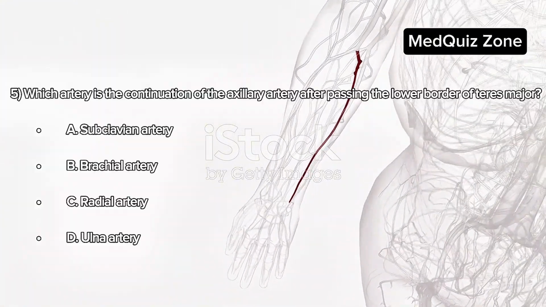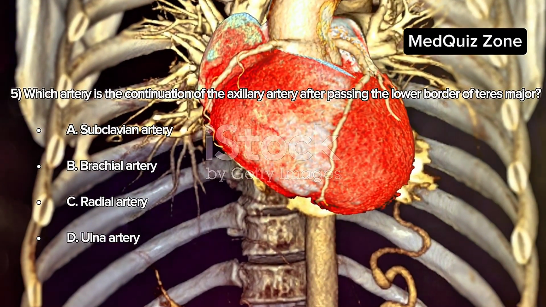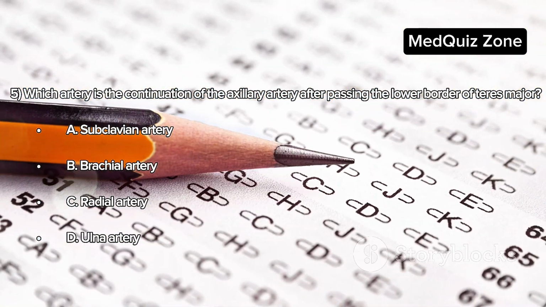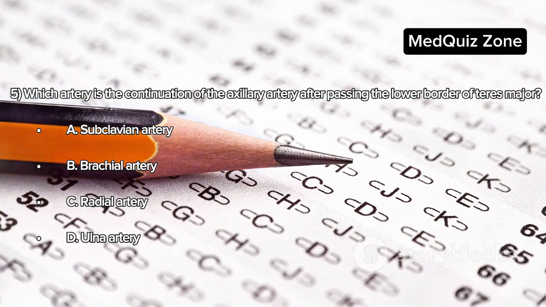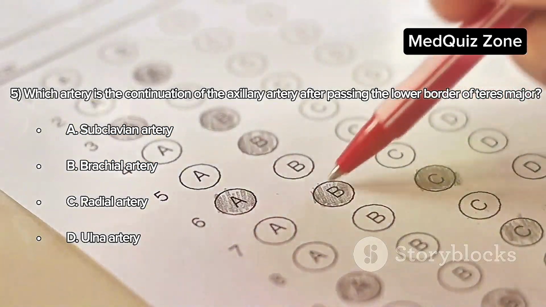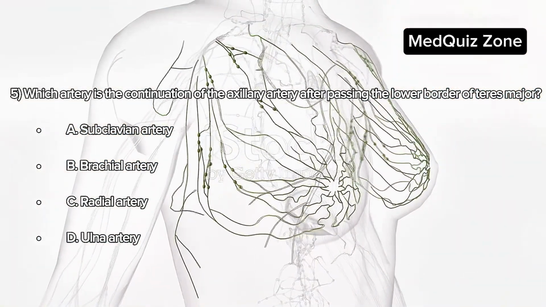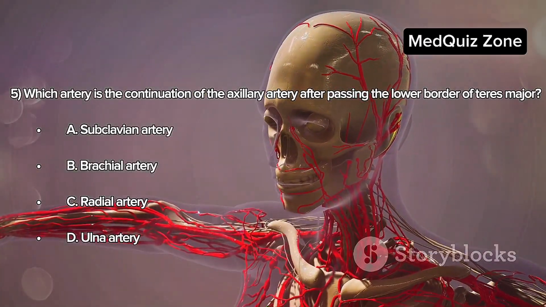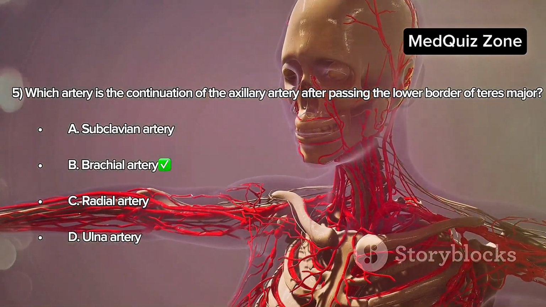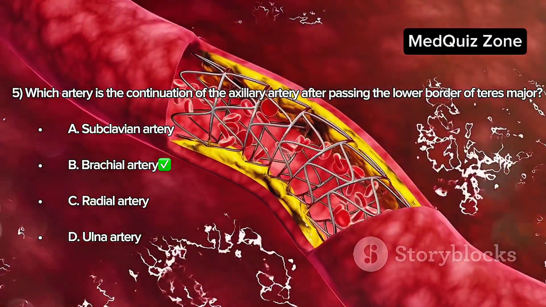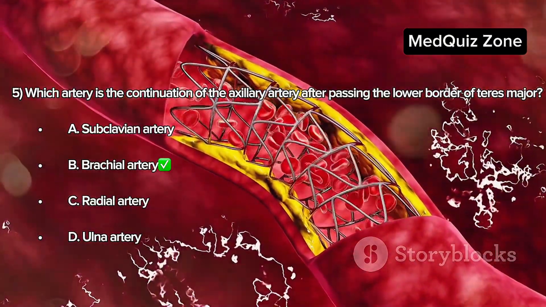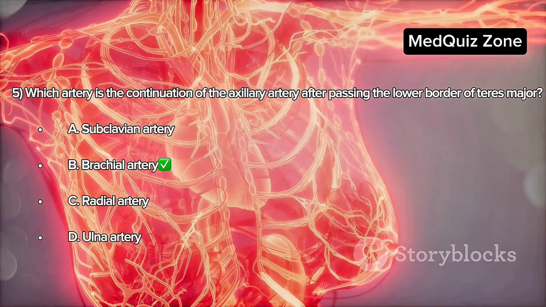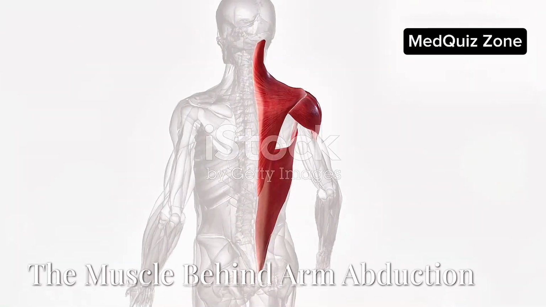Question 5. Which artery is the continuation of the axillary artery after it passes the lower border of the teres major muscle? Your options are A, the subclavian artery, B, the brachial artery, C, the radial artery, or D, the ulnar artery. The axillary artery is the major artery supplying the axilla region and the shoulder. The correct answer is B, the brachial artery. After the axillary artery passes the inferior border of the teres major muscle, it becomes the brachial artery. Understanding these transitions is vital for assessing blood flow in the upper limb.